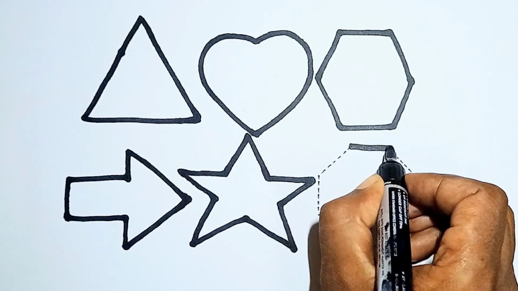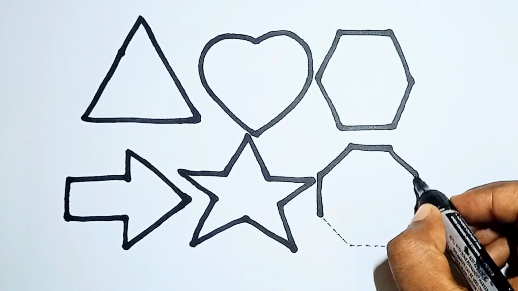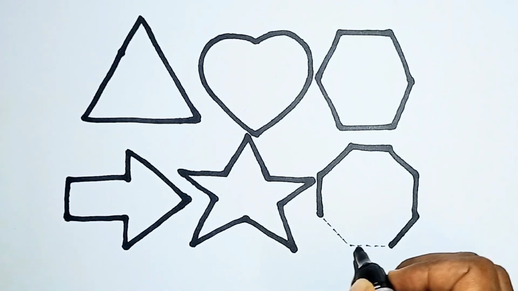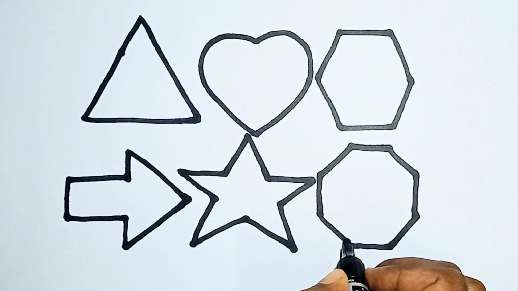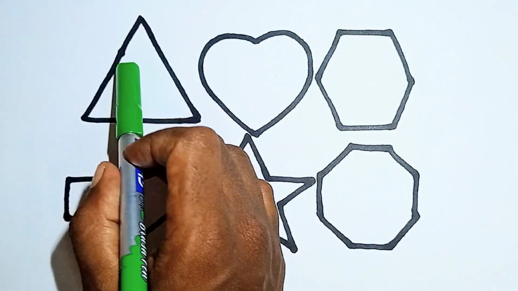And next one, what is this? Hello kids, this is octagon. This is octagon. Hello kids, next let's coloring.